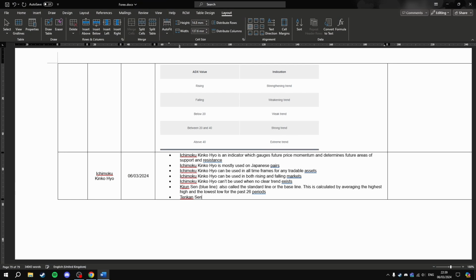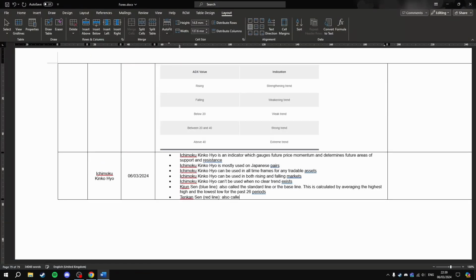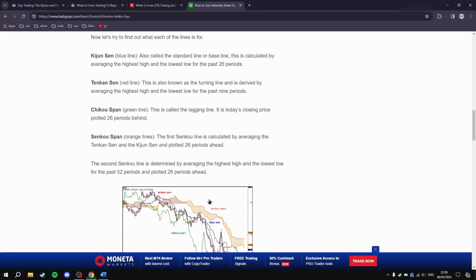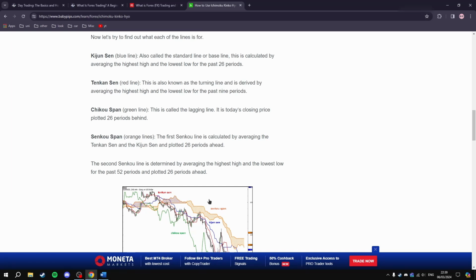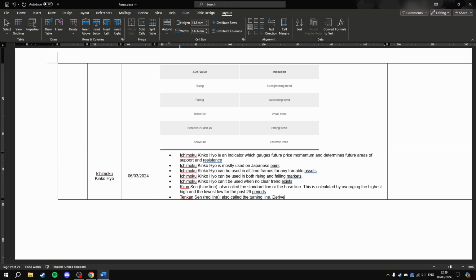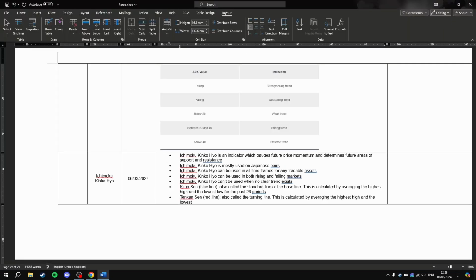Tenkan Sen, the red line. This is also known as the turning line. It's derived by averaging the highest high and the lowest low for the past 9 periods. Right, okay.